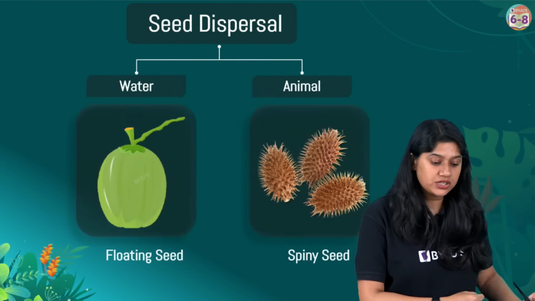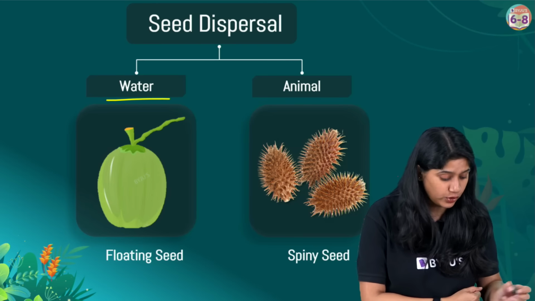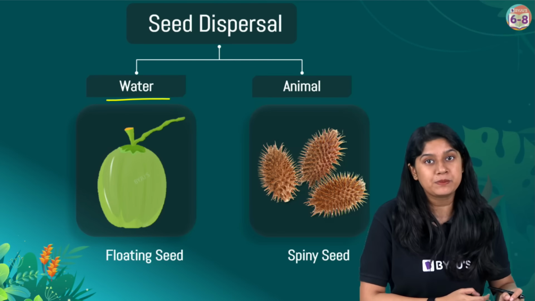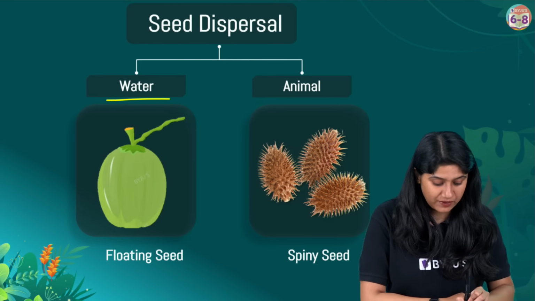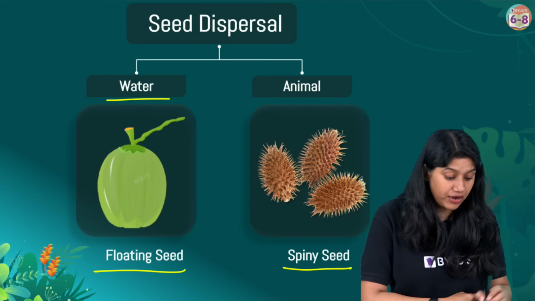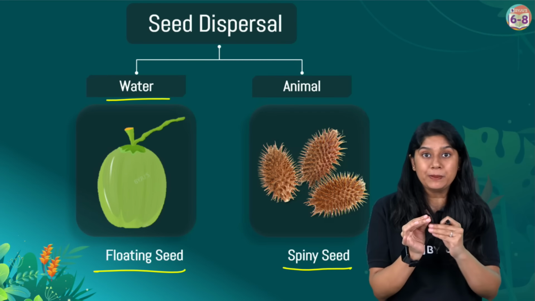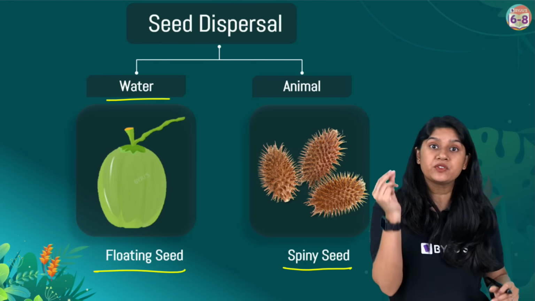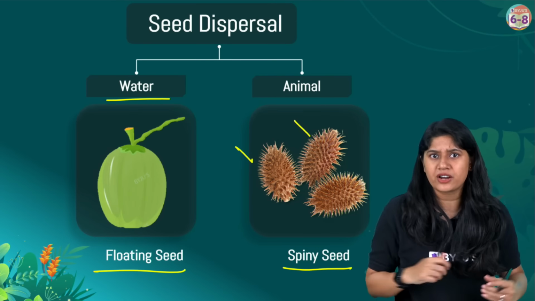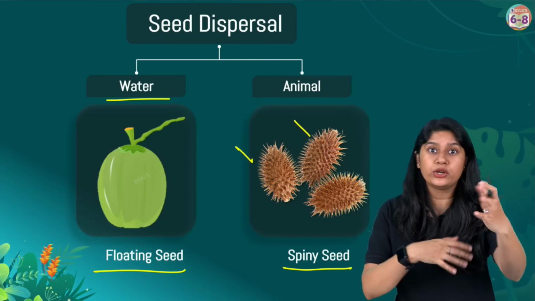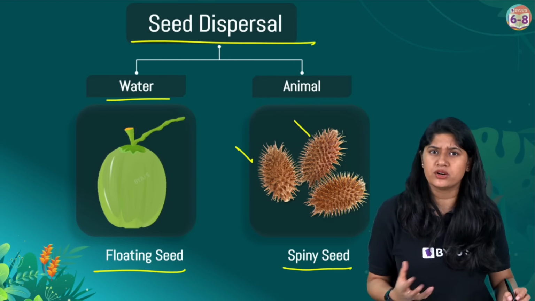Then let's talk about the other modes also. So apart from the wind, we have water. Of course, one of the easiest common examples that we can remember of a floating seed is coconut. And then in the animals, of course, we have the spiny seeds. So various animals also help in seed dispersal. So these seeds that will be getting transported with the help of animals will have a structure like this, so that they can stick on the animal fur and they can move, and of course, they'll be moving to different parts. So the seed dispersal method is really, really very important.